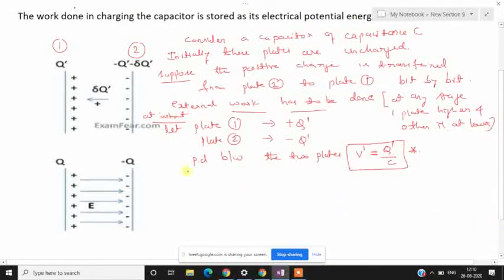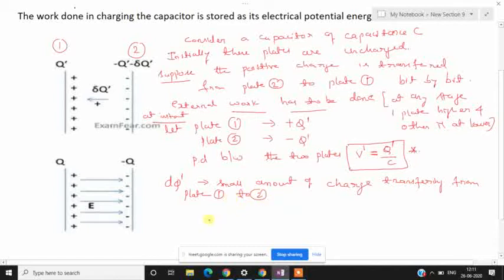Now suppose a small additional charge. Look at this picture here. From plate 2, we are transferring delta q dash, a very small amount of charge, from plate 2 to plate 1. You can name that dq dash. dq dash is a small amount of charge transferring from plate 2 to plate 1. You are transferring that much amount.